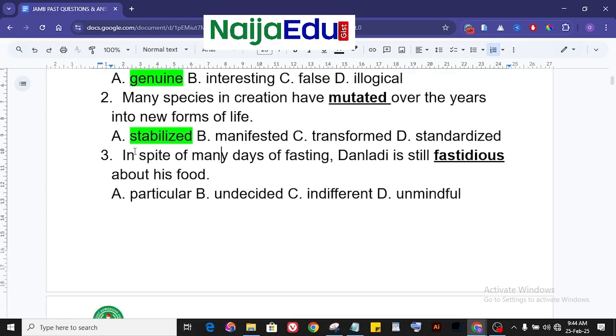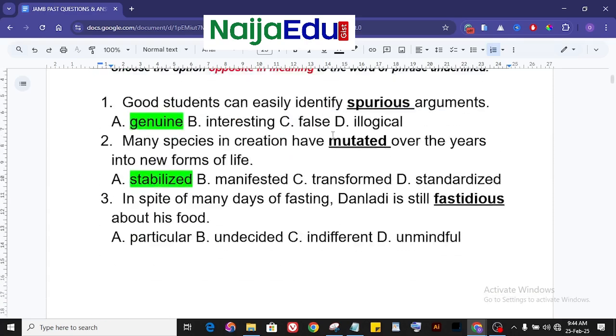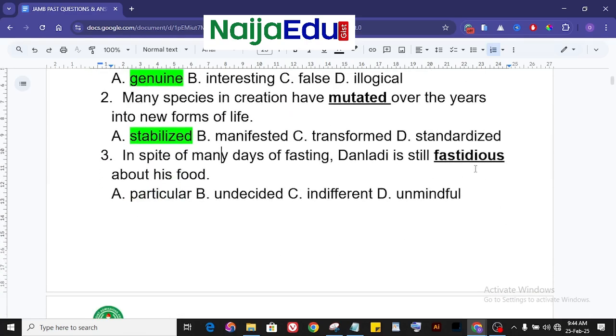So number three says, in spite of many days of fasting, Danladi is still fastidious about his food. In spite of many days of fasting, Danladi is still fastidious about his food. Remember, we are looking for what? Opposite in meaning to the word. So we'll have to firstly look around for the meaning of fastidious. So what does fastidious mean? So fastidious means when something is being very picky or it's being very particular.